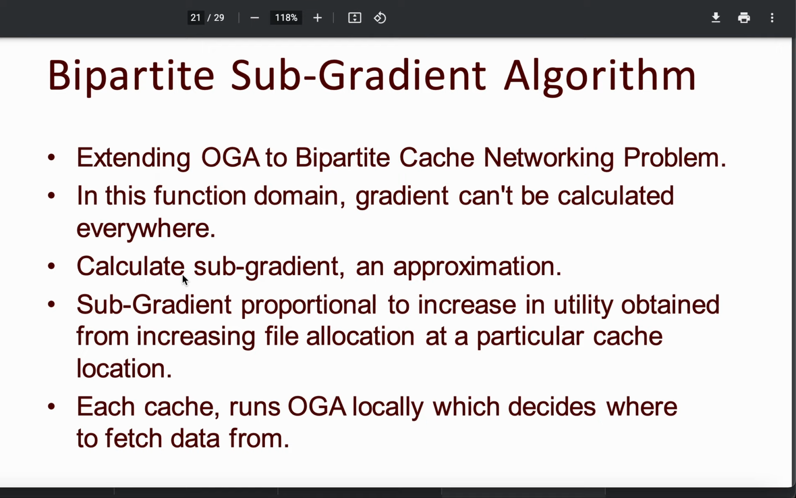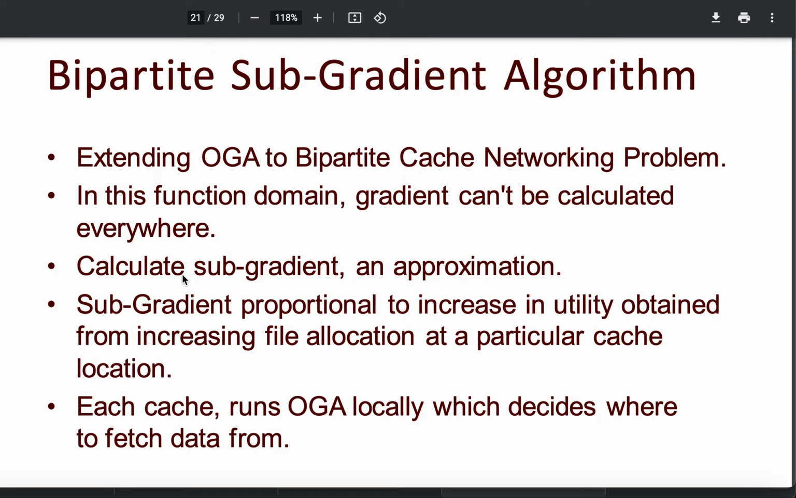But since it's not possible to calculate the gradient everywhere, and the more theoretical answer would be that this function domain is actually concave in nature, that's why gradient calculation is not always possible. They calculate a subgradient, which is an approximation of the gradient in OGA, and the subgradient is proportional to the increase in utility obtained from increasing the file allocation at a particular cache location.